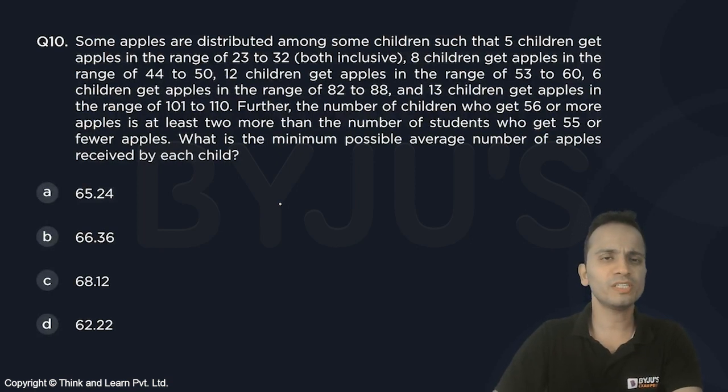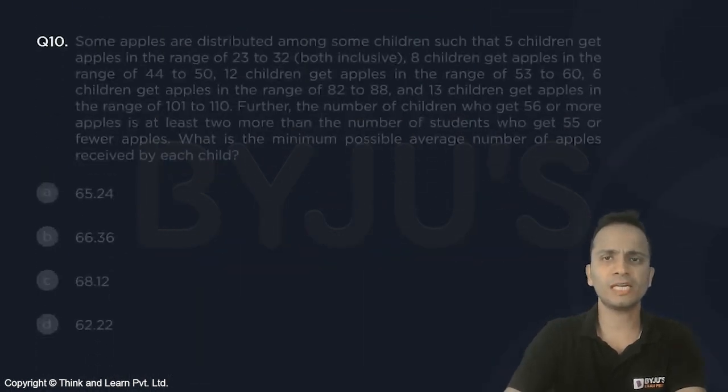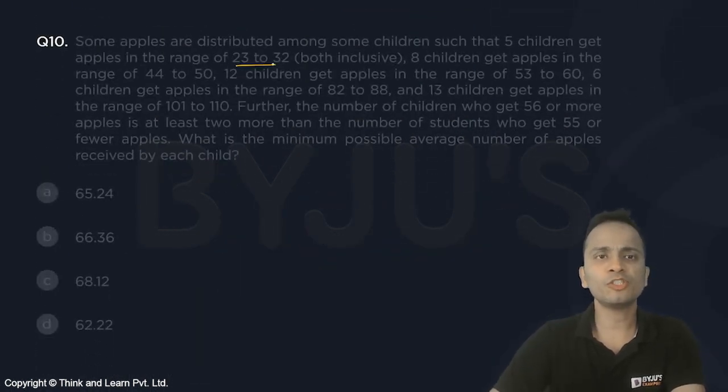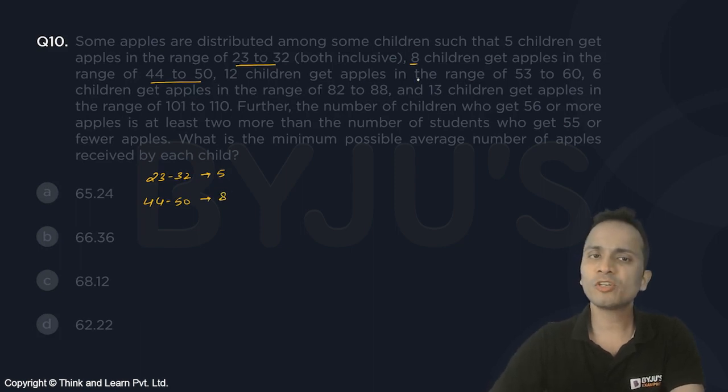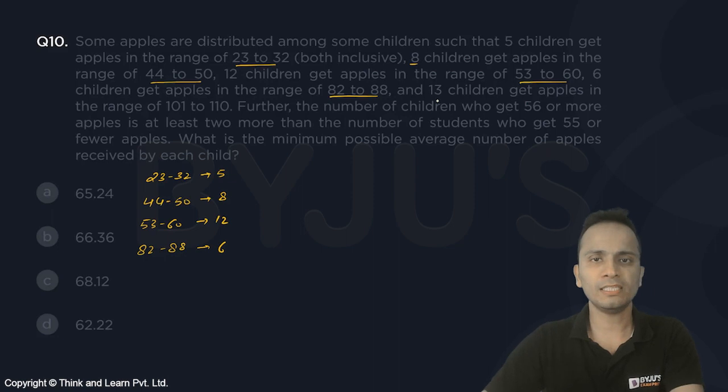Quite an interesting question. This one is question number 10. So first of all, let's write all the data. So let's understand. There are 5 children in the range of 23 to 32. Then there are 8 in the range of 44 to 50. 12 children are in the range of 53 to 60. Then 6 are in the range of 82 to 88. And finally 13 are in the range of 101 up till 110.